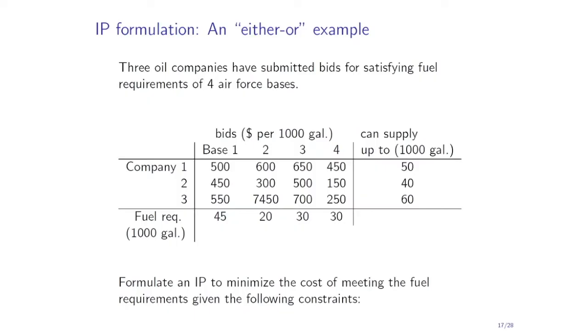I'm back. Three oil companies have submitted bids for satisfying fuel requirements of four Air Force bases. We have the problem information in this table. Companies 1, 2, and 3. Also bases 1, 2, 3, and 4. This is the bid information, so dollars per 1,000 gallons of fuel. It means that company 1 will supply 1,000 gallons of fuel to base 1 for $500 and so on.